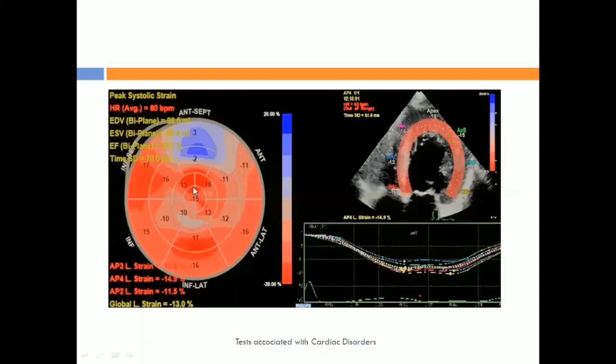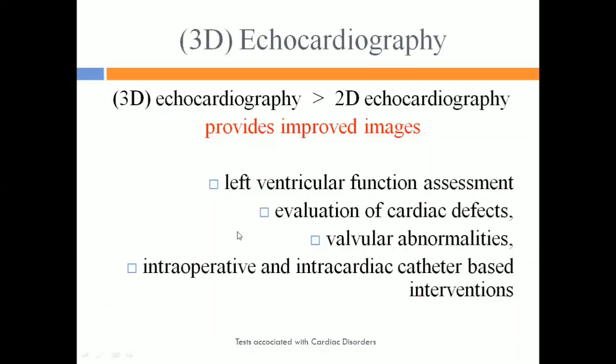See, this is how your speckle and strain rate will be done, and this is how you can have all these images, right? Next one, 3D echocardiography. So 3D echocardiography will be providing better and improved images of the heart when compared to 2D echocardiography. With the help of 3D echocardiography, we can find out left ventricular functional assessment, cardiac defects, valvular abnormalities, and intraoperative and intracardiac catheter problems. All these things can be checked with the help of your echocardiography.